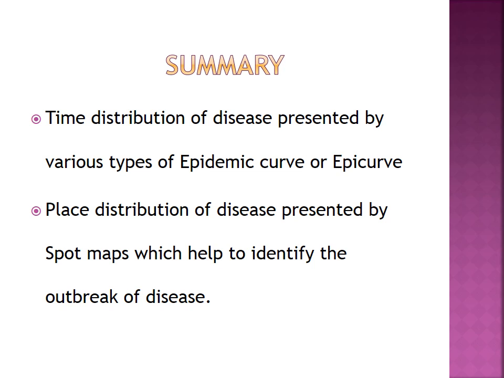Time distribution of disease is presented by various types of epidemic curve, or epicurve. This is very important in the current situation of the COVID pandemic and in investigation to find out its strains. The place distribution of disease is presented by spot maps, which help to identify the outbreak of disease and its probable source and mode of transmission.